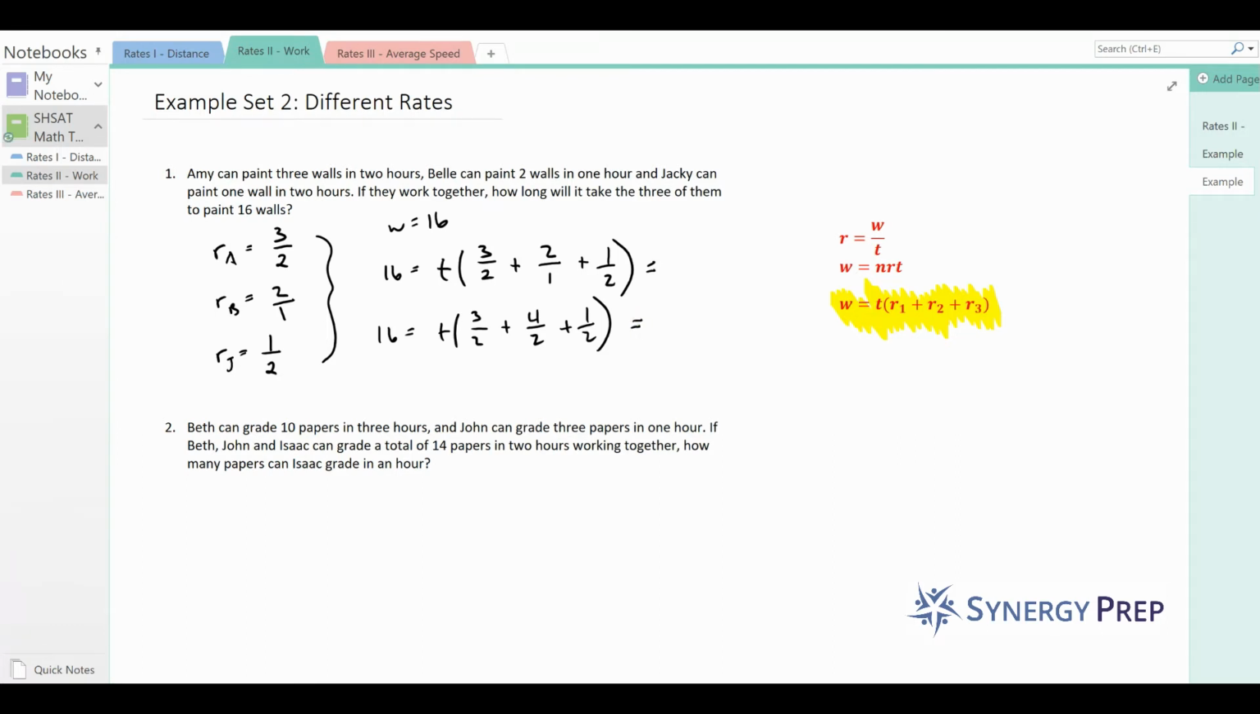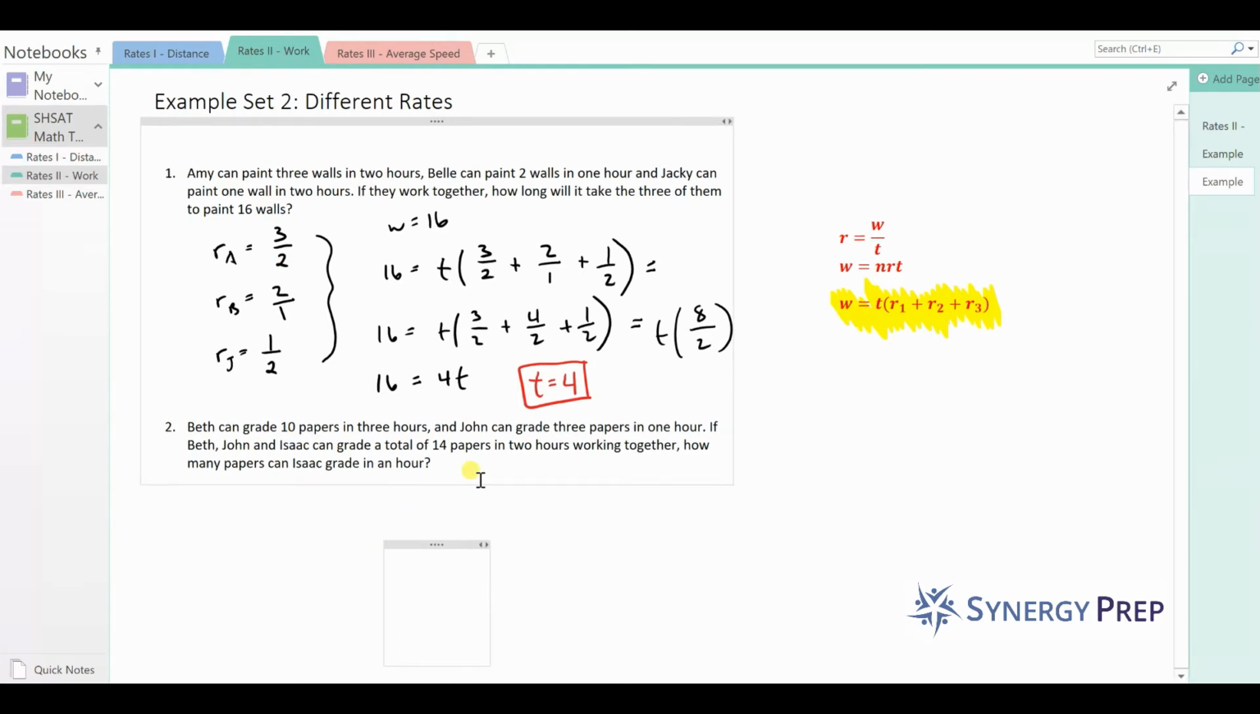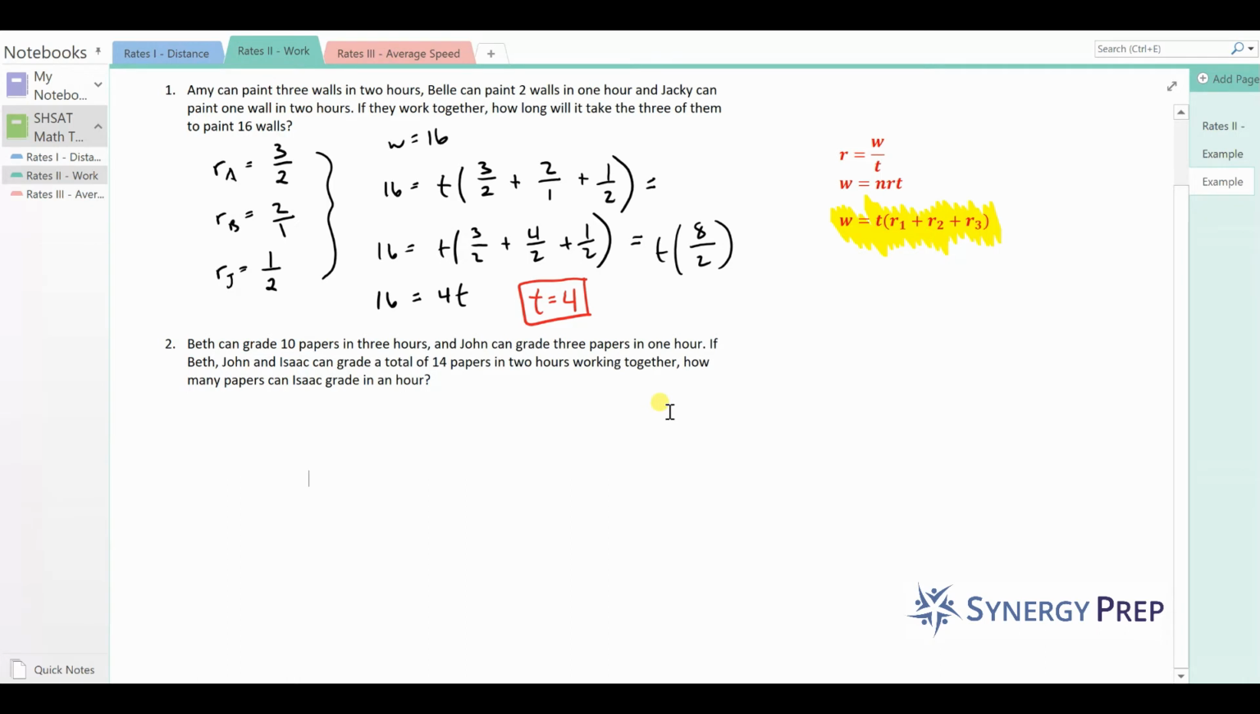So 3 plus 4 plus 1 is 8. So it's 8 over 2 times T. 8 over 2 is 4. 16 is equal to 4T. So what is T equal to? T is 16 divided by 4, or 4. Simple as that, guys. On to our last example, and then we're done.